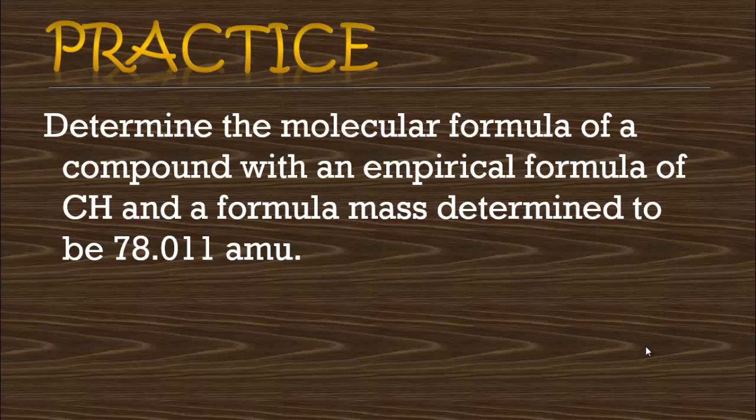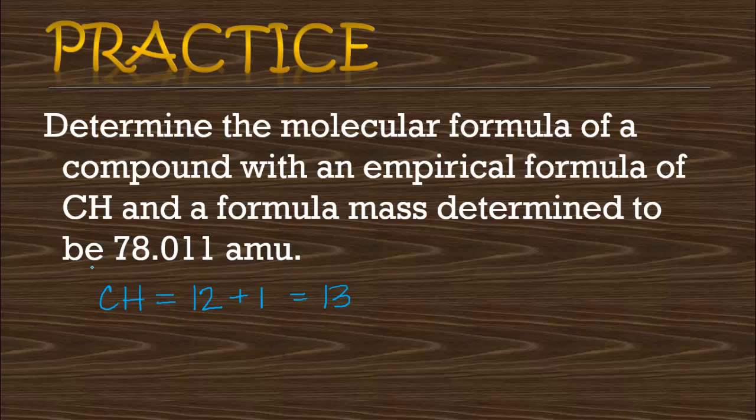We're going to determine the molecular formula of a compound with an empirical formula of CH and a formula mass determined to be 78.011 AMU. Remember, AMU is just atomic mass units, basically the same thing as our molar mass. So we're going to take our empirical formula and we need to find out its mass. So C is 12 plus H, which is 1. So that's going to give us 13.